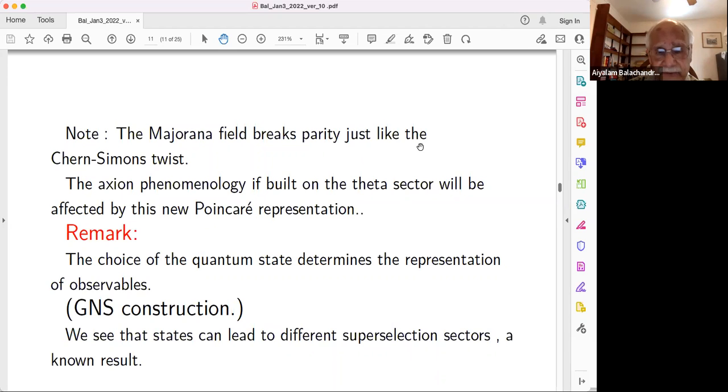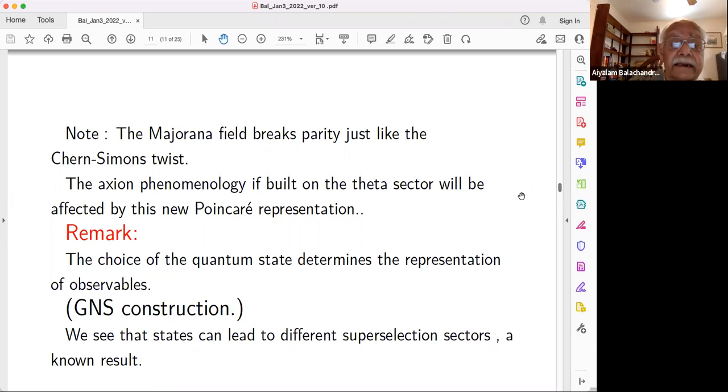I don't know enough about whether the axion phenomenology, if built on the theta sector, will be affected by this new Poincare representation. The only calculation I know is due to Aurelia Townsend and Takahashi long ago, and also some work here in Syracuse by Joe Schechter. They deal with the sector as though it were spin zero. They write effective Lagrangians, but there is no hint of an internal symmetry, of something like a gauge symmetry. I have worked on it with Amilcar, but I could not modify it to take into account this new phenomenon. I don't know how to generalize that approach to this particular situation.